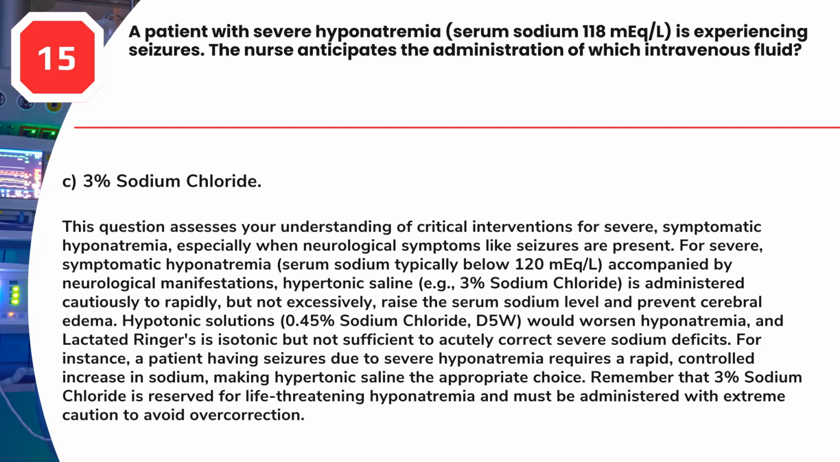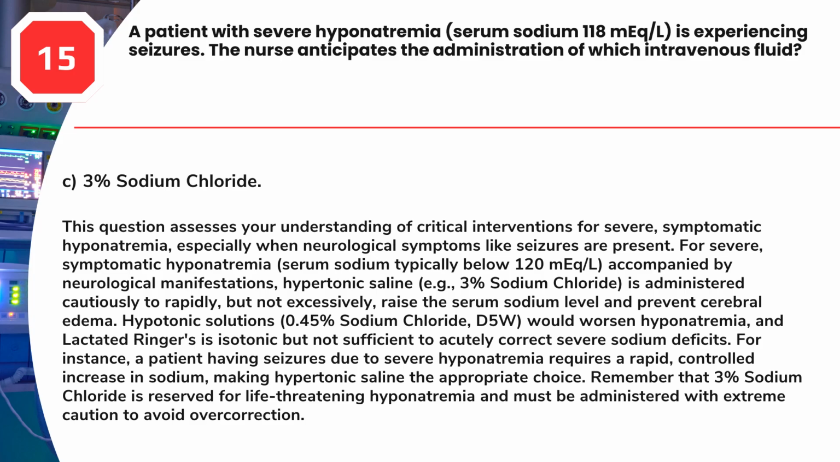Answer C. 3% sodium chloride. This question assesses your understanding of critical interventions for severe, symptomatic hyponatremia, especially when neurological symptoms like seizures are present. For severe, symptomatic hyponatremia, serum sodium typically below 120 milliequivalent/L, accompanied by neurological manifestations, hypertonic saline, e.g., 3% sodium chloride, is administered cautiously to rapidly, but not excessively, raise the serum sodium level and prevent cerebral edema.